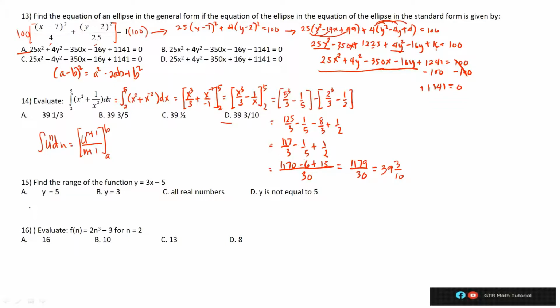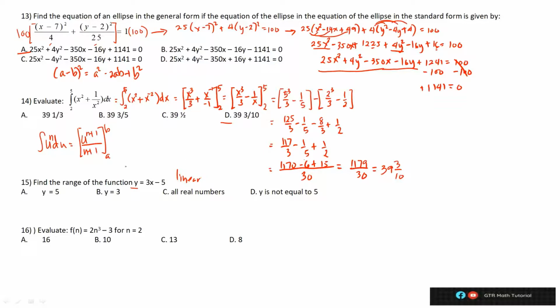Okay? So next, number 15. Find the range of the function y equals 3x minus 5. So parang hindi na kailangan ng solution dito, no? Kasi ano ba ang domain, yun yung possible values of x. Ang range naman, possible values of y. So kung saan may value yung y, pag dinrawing natin ang graph ng y equals 3x minus 5, linear yan.